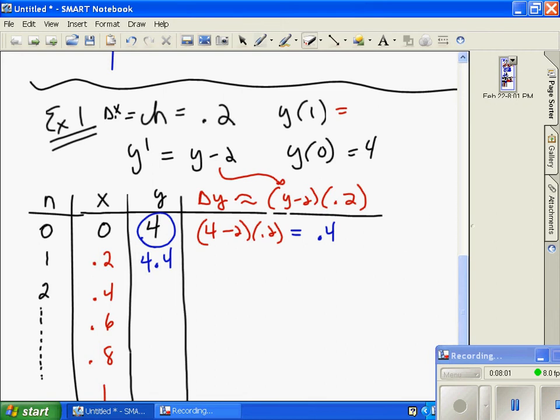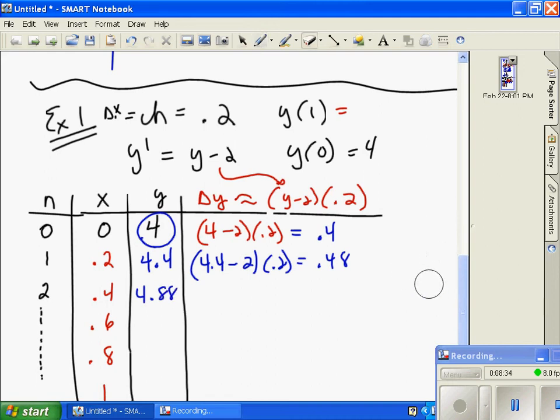So hopefully you followed that. Now I'm going to pick up where I left off. You just do it again. Take 4.4 minus 2 times 0.2. So I get 2.4 times 0.2. I get 0.48. What do I add that to? I add it to the 4.4. Okay, so I'm going to get 4.88.